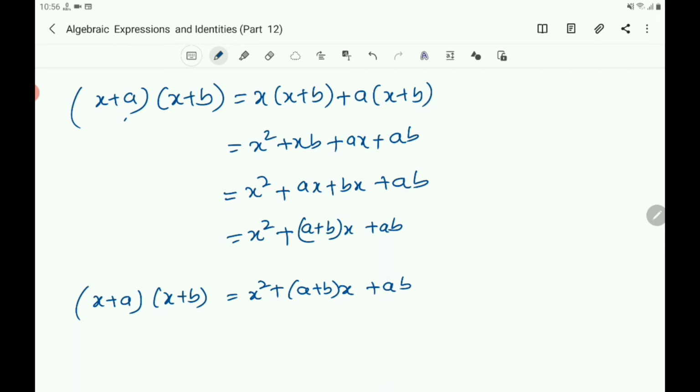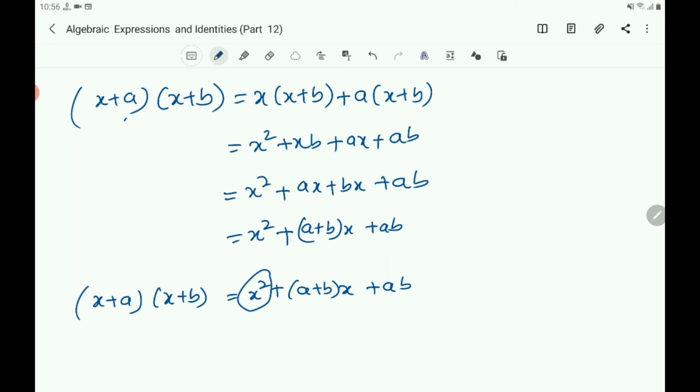Here you observe the identity. Here the first terms are the same, that is the variable, and the second terms a and b are the numbers, real constants. So here first term, what you will get?